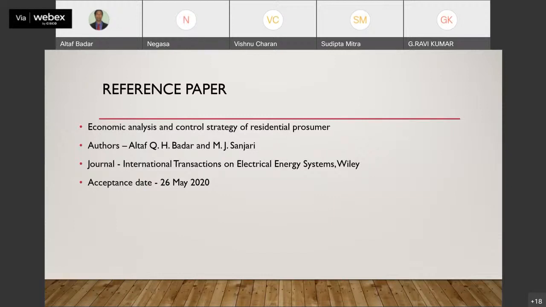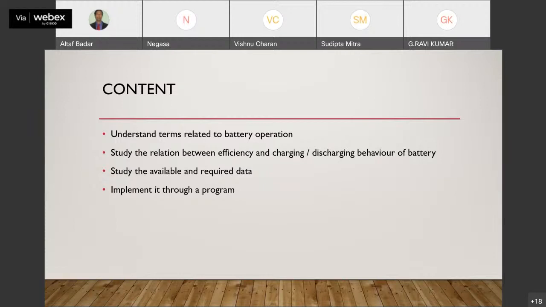Now, what we are going to go through is first we will try to understand some terms related to battery operation. We are not going to go into the detail of the terms related to battery operation, but just the terms that may be required for us to implement it. Then study the relation between efficiency and charging discharging behavior of a battery. Now, this is the crux of the paper basically, as to when a particular battery should charge and when should it discharge.